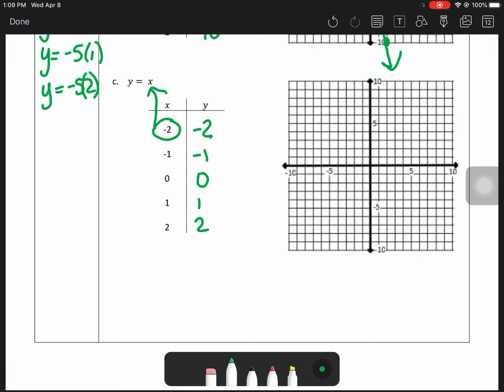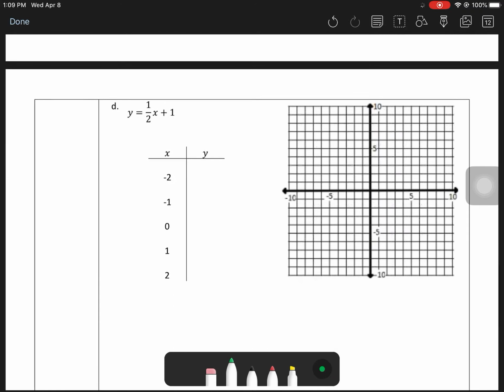So put your pencil at your origin where the x and y axes cross, 2 to the left and 2 down. Back to the origin, 1 to the left and 1 down. Graph 0, 0. Then we're going to go 1 to the right and 1 up. And then we're going to go 2 to the right and 2 up. Then we'll connect those points, going a little past with arrows on both ends. And now we've drawn the line. The linear function is another name for y equals x.